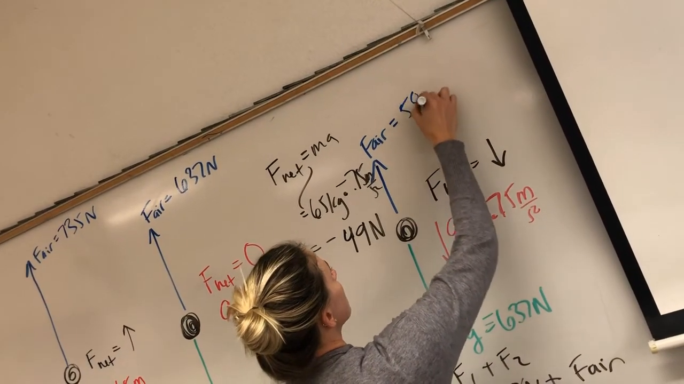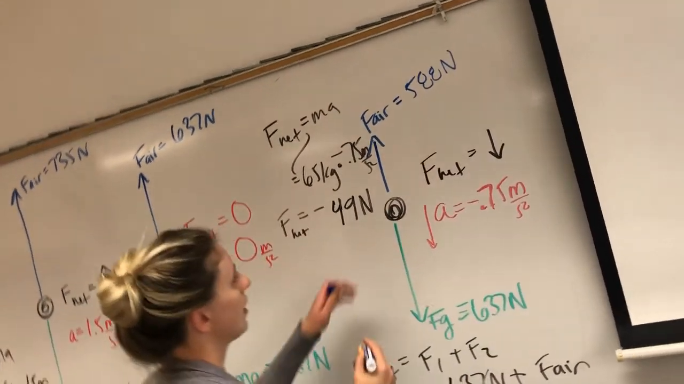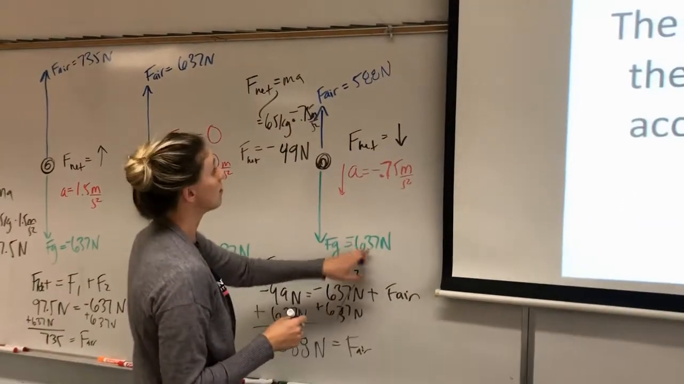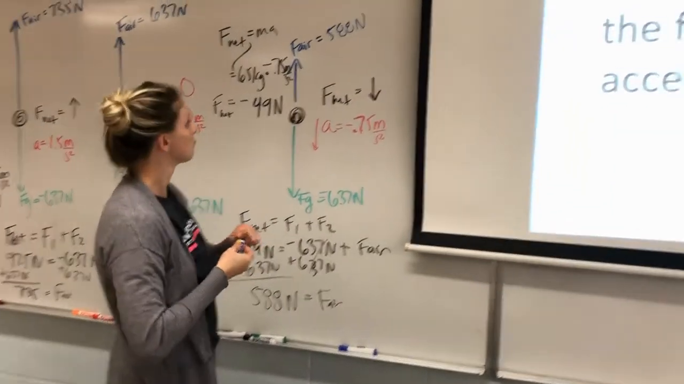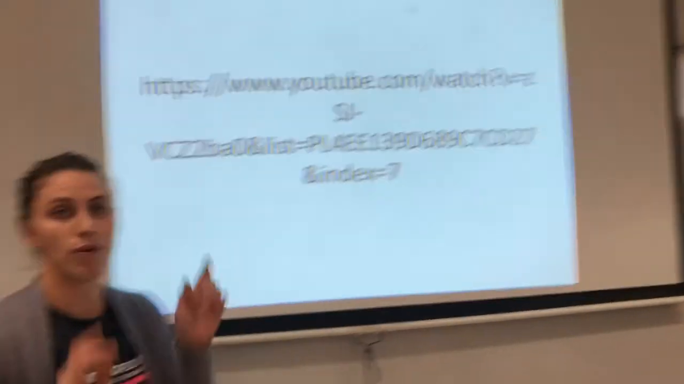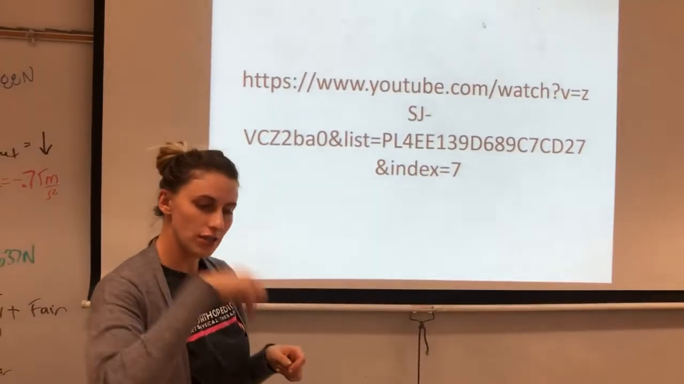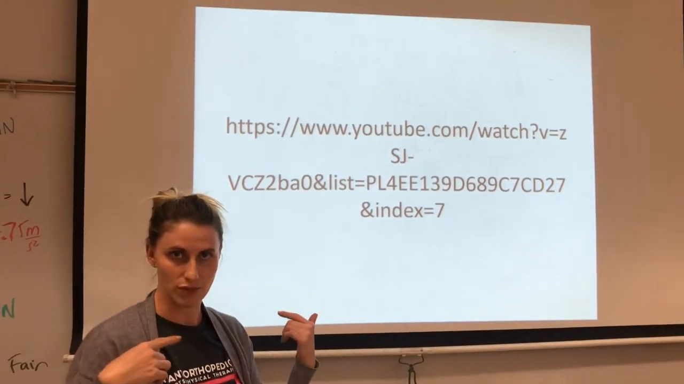Now, does this answer make sense? This should be less than this. 588 is less than 637, so we're good. All right, let's watch a Eureka. Pause the video and go to the video right below this one and watch this, please. I'm going to stop it.